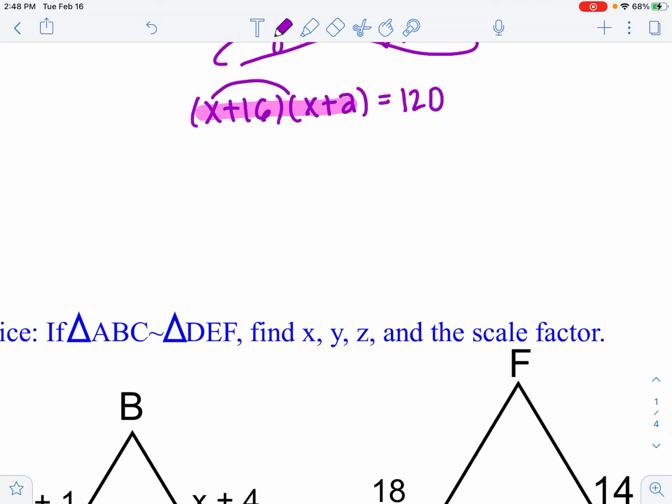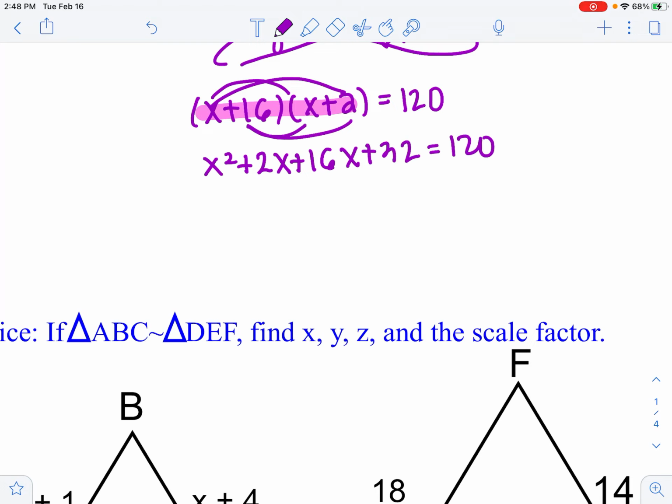Now remember, in order to solve this, I'm going to have to FOIL this first. So I'm going to multiply it out. X times X is X squared. X times 2 is 2X. 16 times X is 16X. And then 16 times 2 is 32 equals 120. I can combine like terms on the left side. And I have X squared plus 18X plus 32 equals 120.